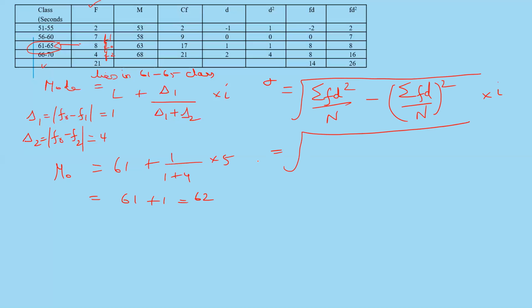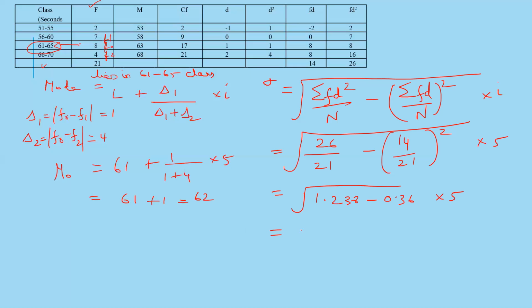All you need to do is substitute the values: 26 by 21 minus 14 by 21 the whole squared into 5. So when you solve this, finally you will land up with 1.238 minus 0.36 into 5, and on final solving you will get 4.685. So we have got the standard deviation.